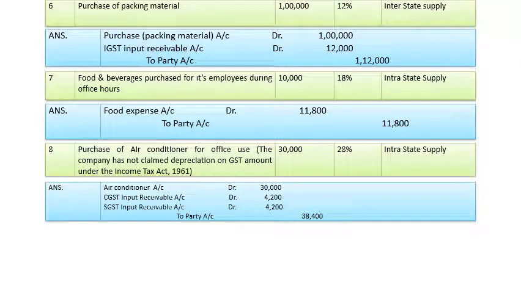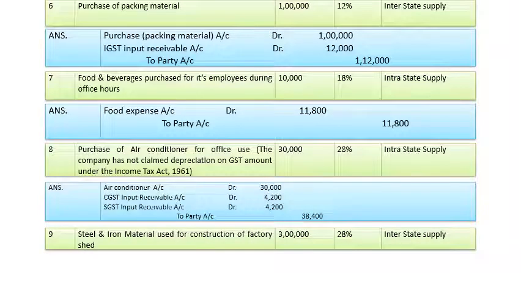Next: steel and iron material used for construction of a factory site. Amount is 3 lakh. Rate of GST is 28% and it is an interstate supply. As it is an interstate supply, IGST will apply. But we have to check whether credit is available or not.